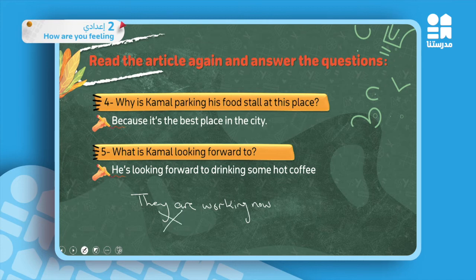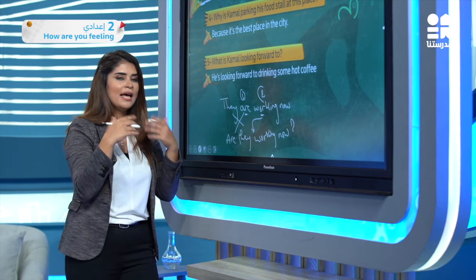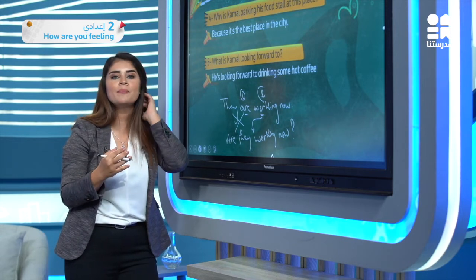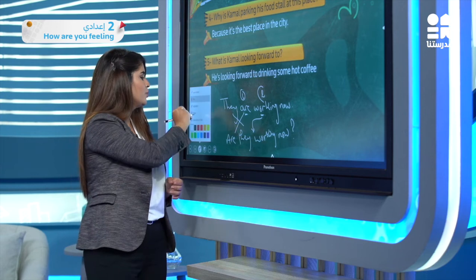We make a cross like this, and we have to start with our helping verb. As long as we have verb number one and verb number two, okay, we usually start with the helping verb, which is is or are. So are, and then they, and then you put this word as it is. Are they working now? This is a question, and of course, don't forget the question mark, okay? So this is very important, and now you know how to make a question using the present continuous tense. Okay, let me show you another thing.